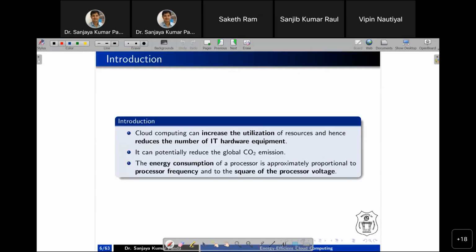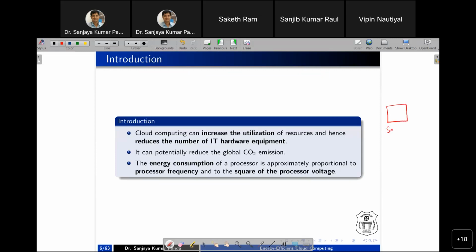So our objective is to focus not only on utilization, but also on energy consumption. You are considering two different objectives, and you want to fulfill both, so you have to balance them. You should not say that my computer system is utilizing 100%, but what about power or energy consumption? It has increased to a greater extent. So you have to balance this factor. That's why cloud computing can increase the utilization of resources and reduce the number of IT hardware equipments. I'll give one example.